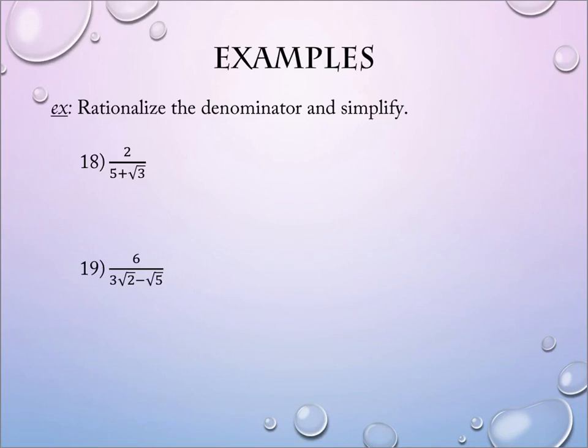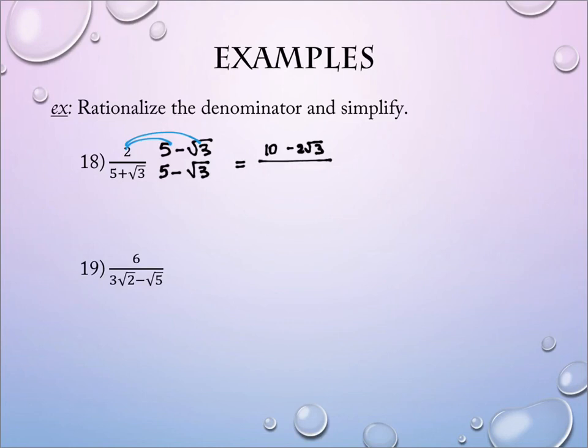Directions are the same as before. Our goal is to not have radicals in the denominator. The problem is that these denominators have addition or subtraction in them instead of just being a single radical. So what I need to do is multiply them by the conjugate. The conjugate to 5 plus square root of 3 is 5 minus square root of 3. In the numerator, I'll distribute, and I will get 5 times 2 is 10, and then 2 times square root of 3 is 2 square root of 3, and it's subtraction.